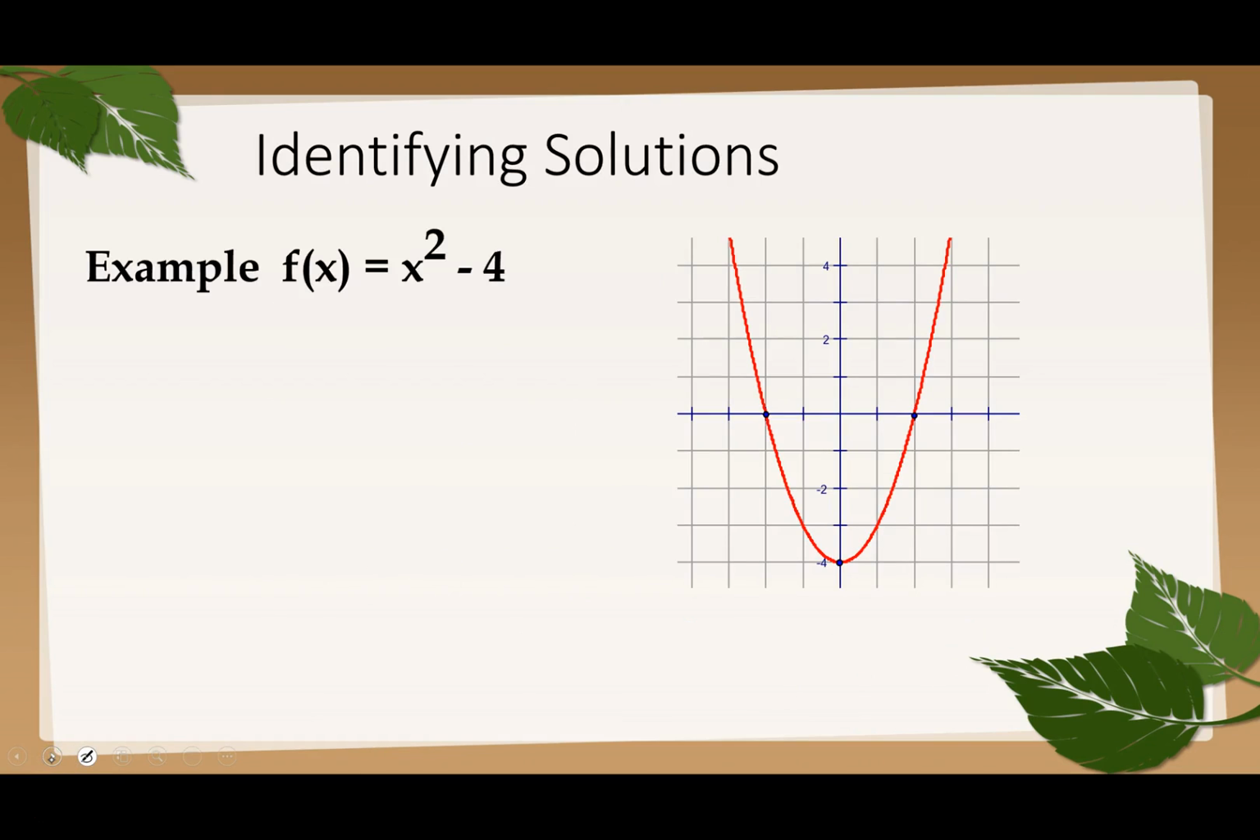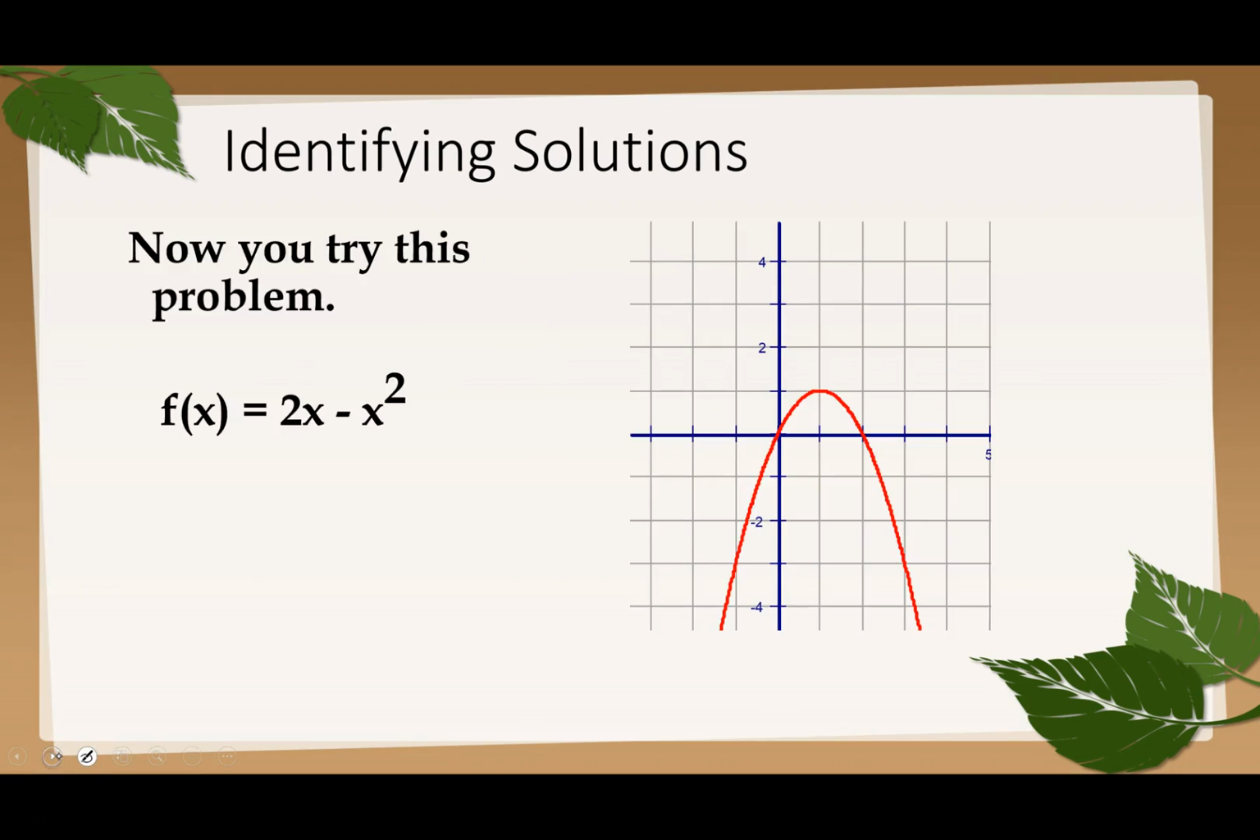All right, here's my example, x squared minus 4. What are the solutions here? We'll look at the graph. What are you thinking? If you said -2 and 2, you are correct. And think about it. Plug in -2, squared is 4, minus 4 is 0. What about plugging in 2? 2 squared is 4, minus 4 is 0.